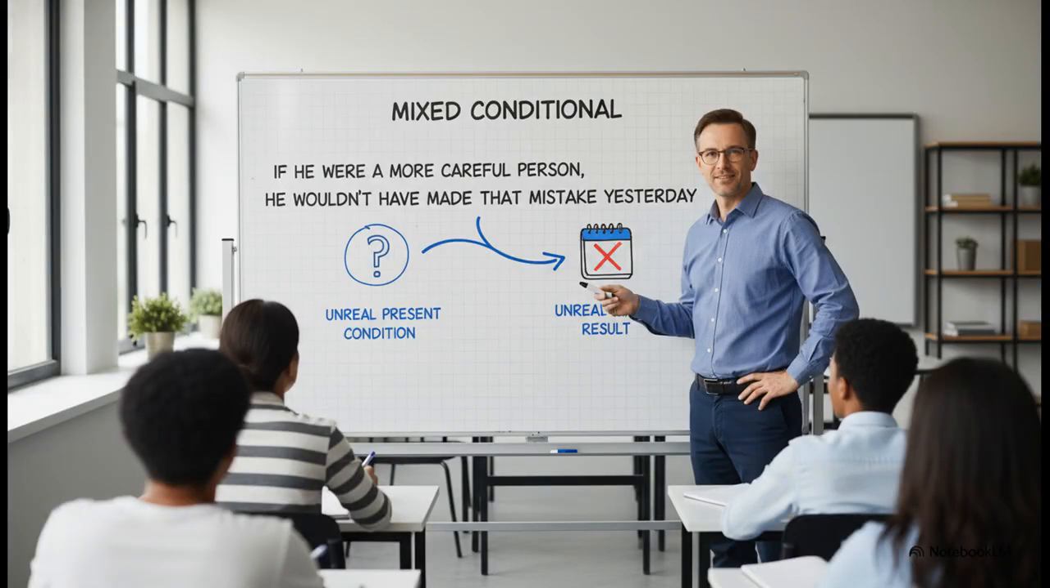Excellent. The correct answer is B, wouldn't have made. This is a classic mixed conditional. We have an unreal present condition about his character. That's the second conditional part. But the result, the mistake, is in the unreal past. So we have to use the third conditional structure in that main clause.